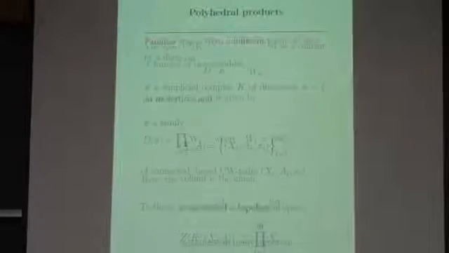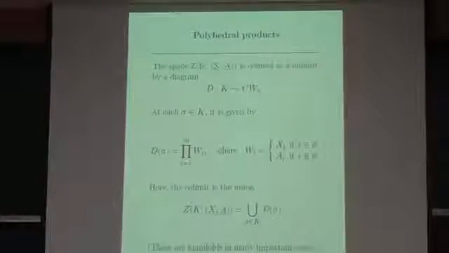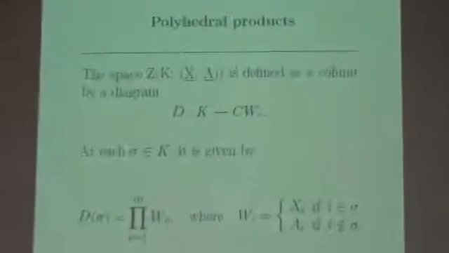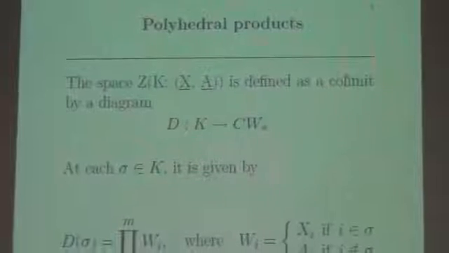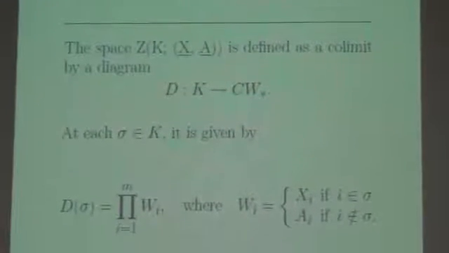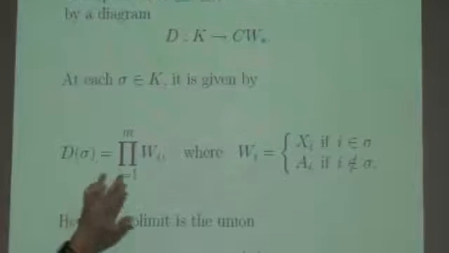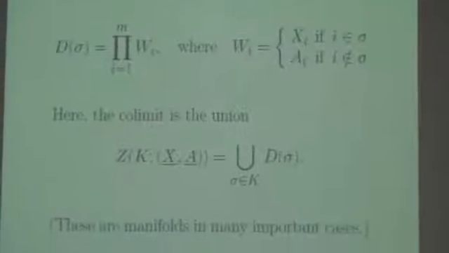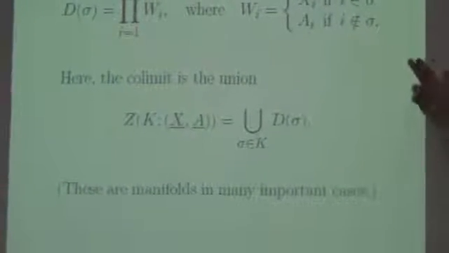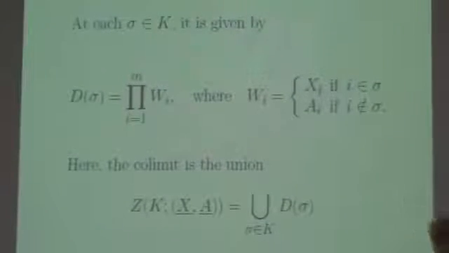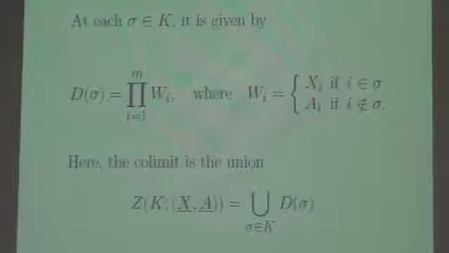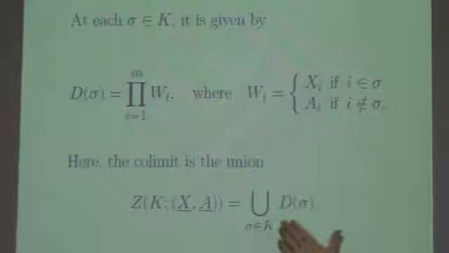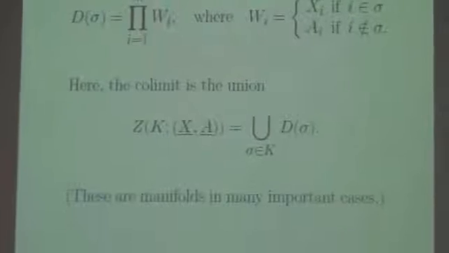I distracted myself. And this is the definition. So for each simplex sigma in K, we define a subproduct. Corresponding to sigma in K, we make this product, each of which is a natural subspace of the product. And if i is in sigma, we put the factor Xi. And if i is not in sigma, we put Ai, and then the polyhedral product is the union of these natural subspaces.